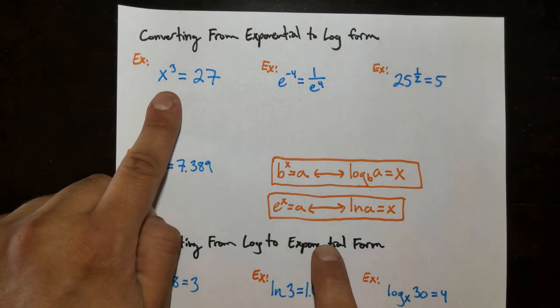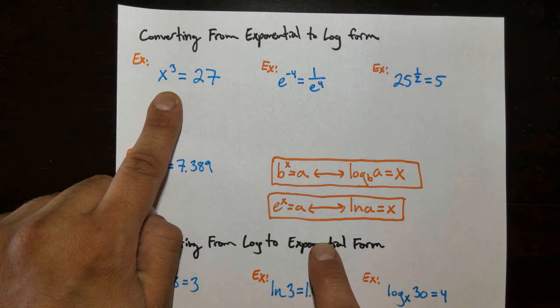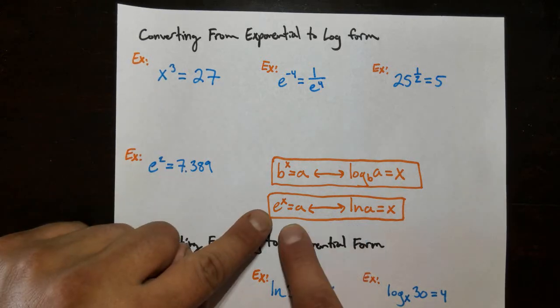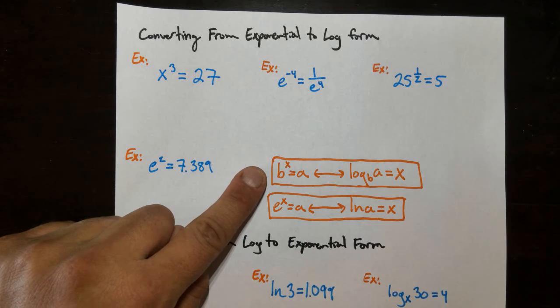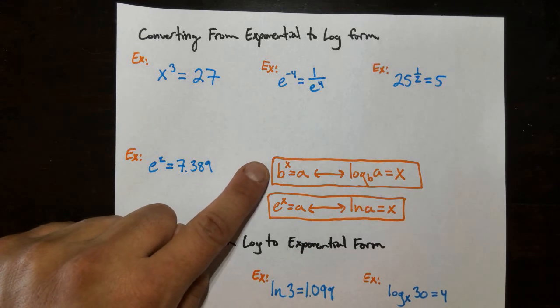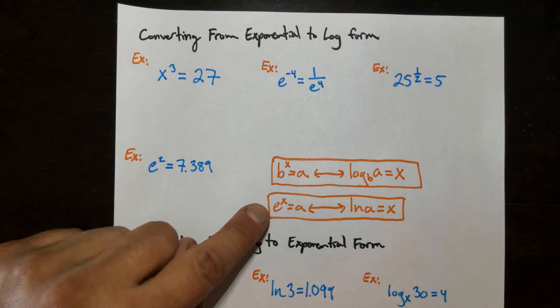So this first one, I don't see an e. So therefore, I'm not going to use the natural log or the e one. I'm going to use this top one. So whenever you don't see a natural log or an e, use this. If you see a natural log or an e, use the second one.